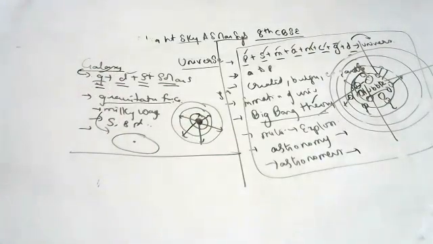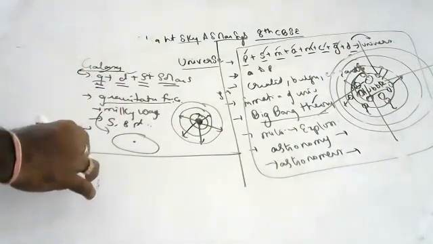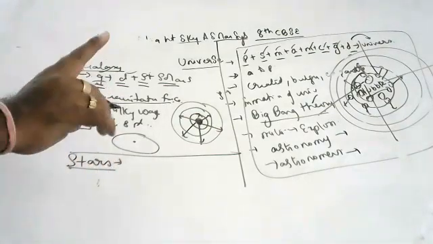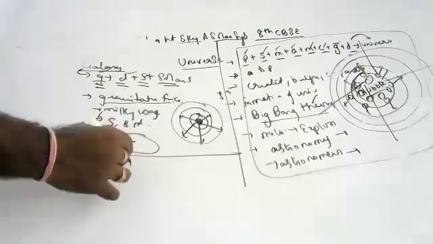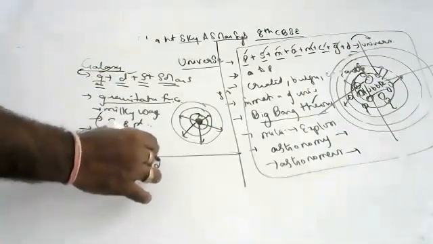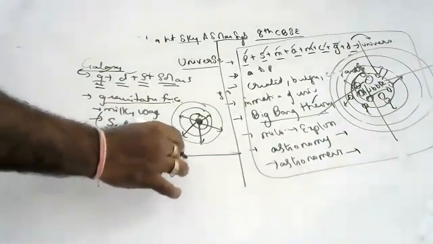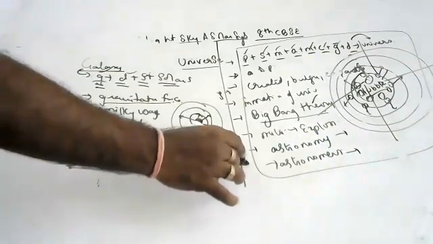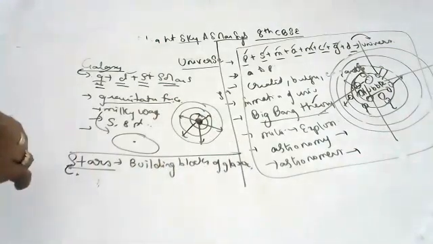Now let's discuss something about the stars, children. See here, children, they are the building blocks of the galaxy. What are stars? They are the building blocks of the galaxy. The galaxy is made up of stars, children.